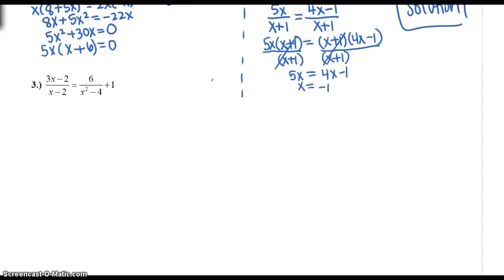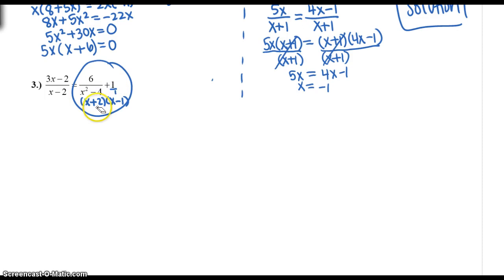So let's look at number 3. On number 3, this is an example where you're going to have to factor first. So x squared minus 4 is the difference of squares. So x plus 2, x minus 2 is what this will factor into. And then I notice that I have 2 fractions here. So I want to get those together first, so I need to find a common denominator.